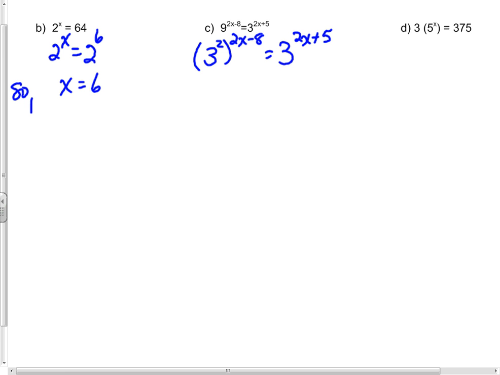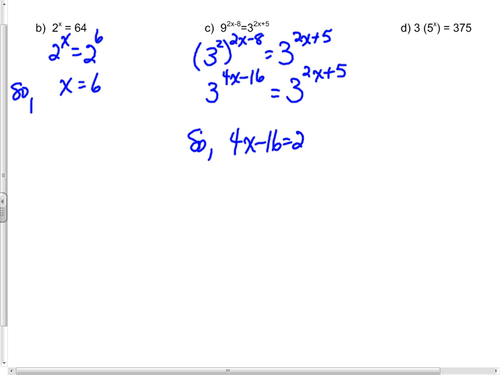Now I have same bases, and I have a power of a power on the left side, and I know what to do with that. We multiply the exponents with a power of a power, so I'm going to have 3 to the 4x minus 16 equals 3 to the 2x plus 5. If I have an equality with the same bases, the exponents would have to be the same. So 4x minus 16 is equal to 2x plus 5. And we just need to solve.